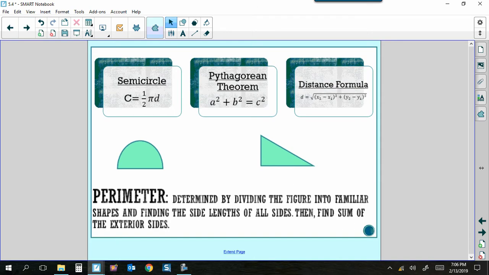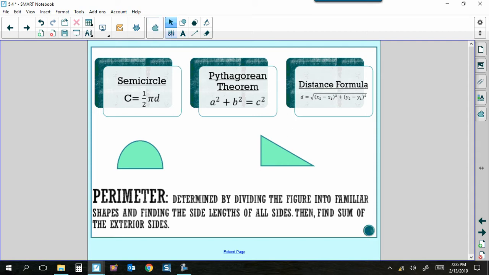We're also going to be doing perimeter. Perimeter is determined by dividing the figure into familiar shapes and finding the side lengths of all the shapes, then finding the sum of the exterior sides. So we're only going to be looking at the outside of the composite figure.